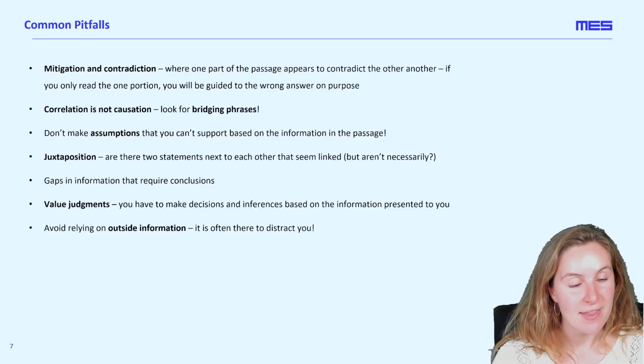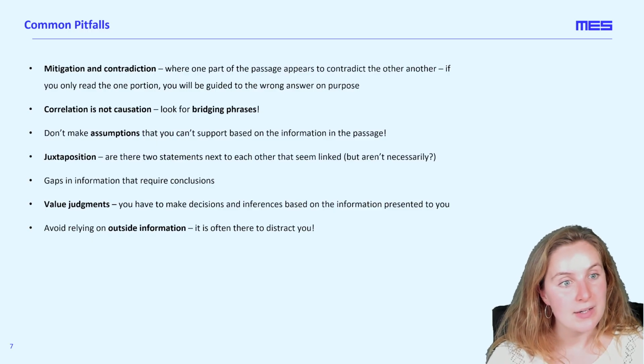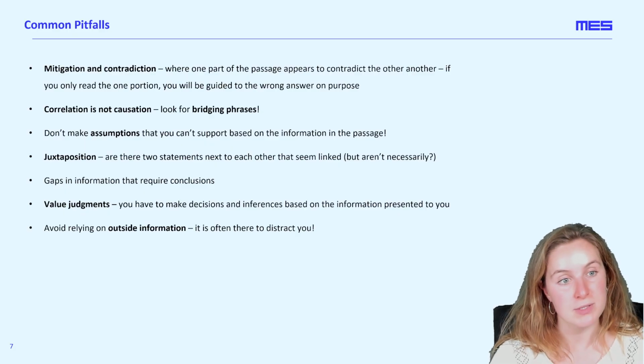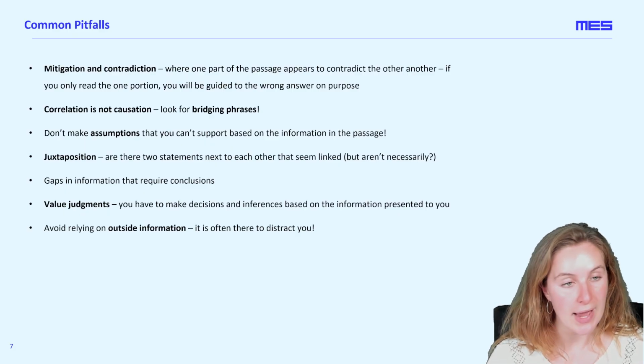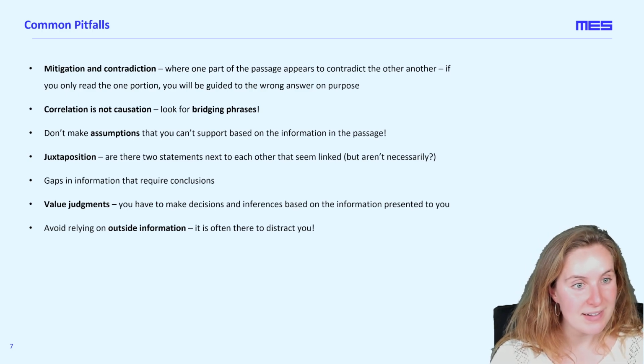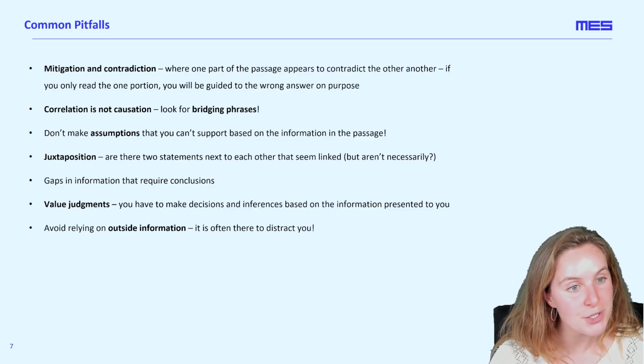And usually that is done entirely on purpose to guide people wrong if they're not mindful of this scope, and mindful of the fact that key details might be included multiple times in the passage with different meaning, and thus direct you towards different answers. Same, I've said it a lot in my other videos as well, correlation is not causation. You need to look for bridging phrases.